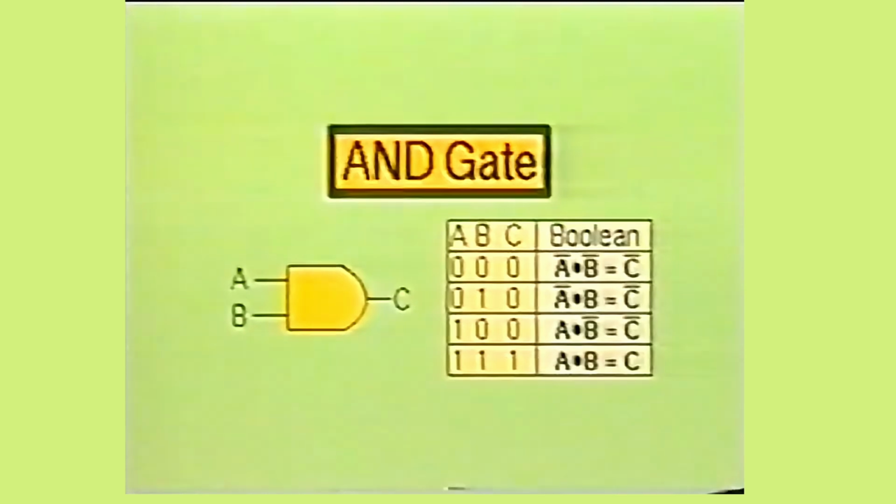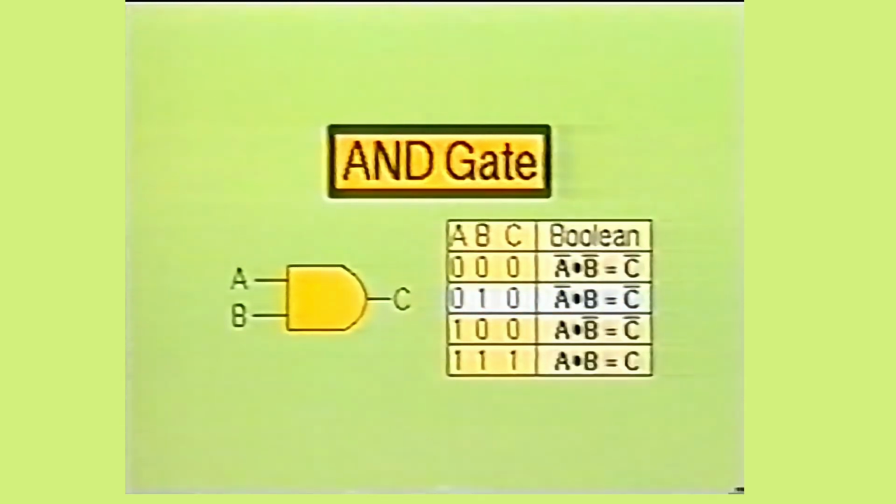Here we see the AND gate and the truth table for the AND gate. Also shown is a table with the Boolean equations for each function of the AND gate circuit. In the first function of the truth table, both inputs A and B are low. This produces a low at output C. In Boolean algebra, this is stated as not A and not B equals not C. Remember, the period represents and the bar represents not.